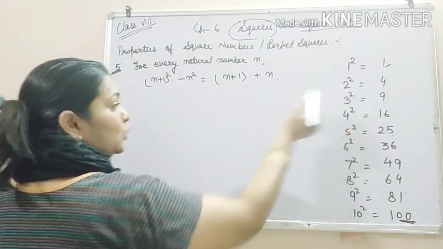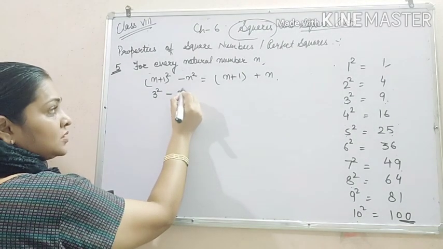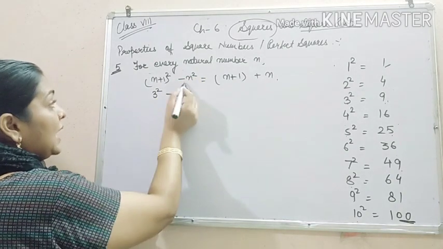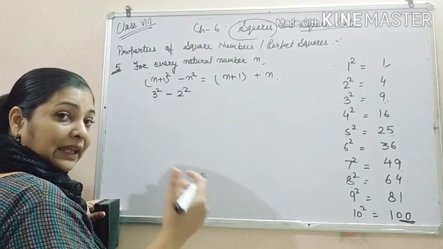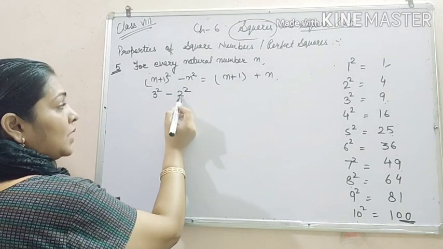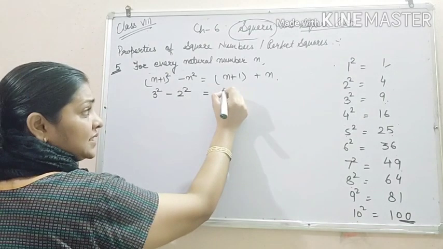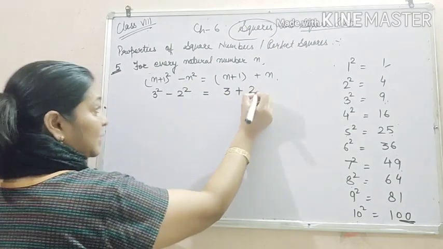Suppose I am taking two numbers, 3 square minus 2 square. Suppose n is a number, n plus 1 will be 1 greater than n. Suppose n is 2, n plus 1 will be 3. So 3 square minus 2 square I have taken over here. And the formula says that the answer will be n plus 1 plus n.